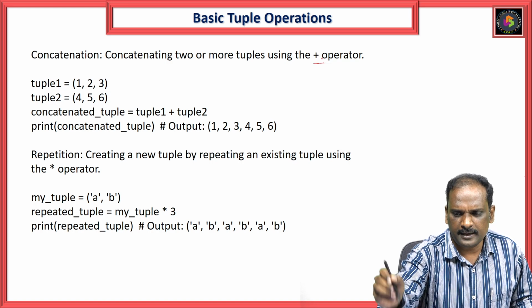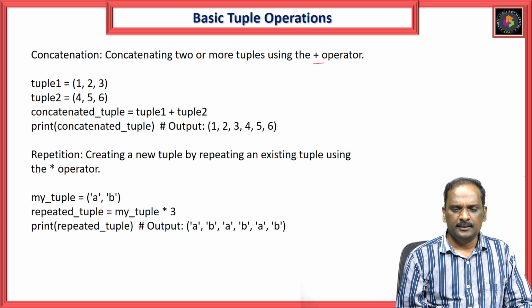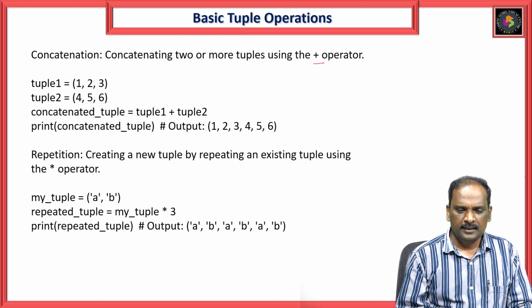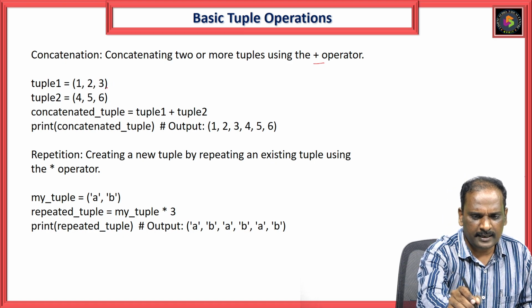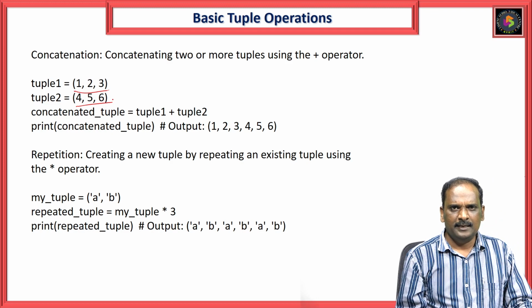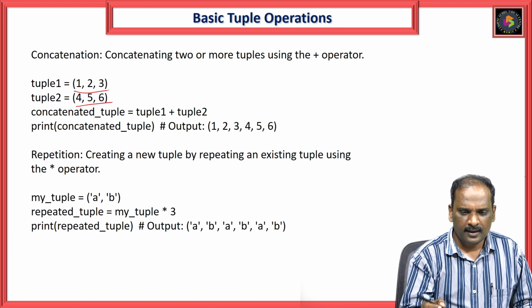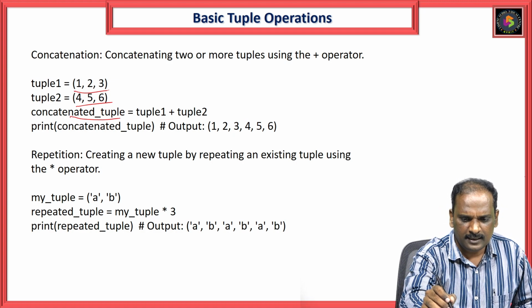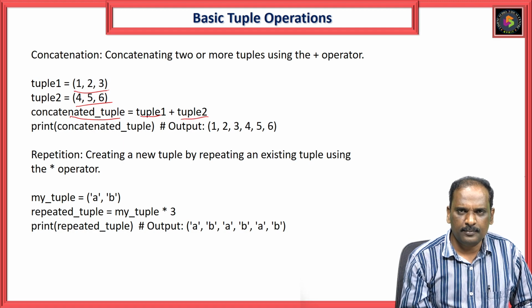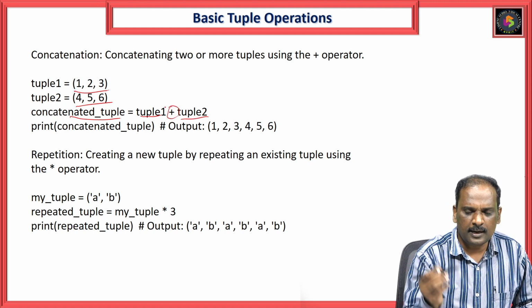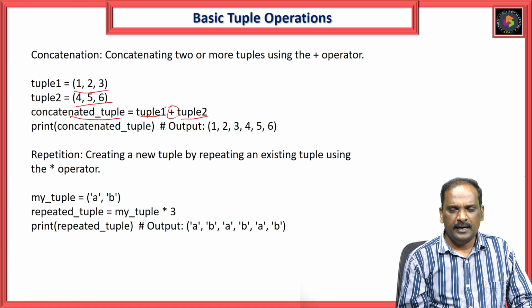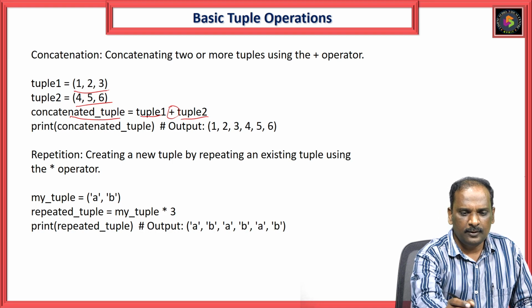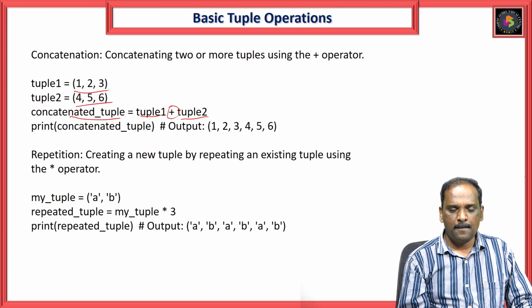So we use the plus operator to concatenate two or more tuples. Here in this example, tuple 1 contains 1, 2, 3 and tuple 2 contains 3, 4, 5. I want to create a new variable called concatenated tuple, which will take tuple 1 plus tuple 2. Here plus is used to combine the two tuples and return a new tuple. The new tuple is the concatenated tuple.